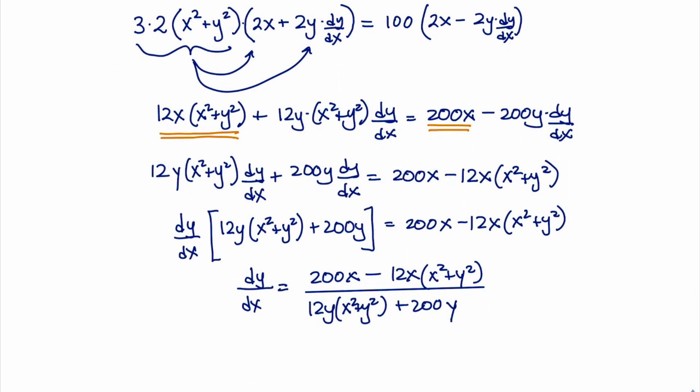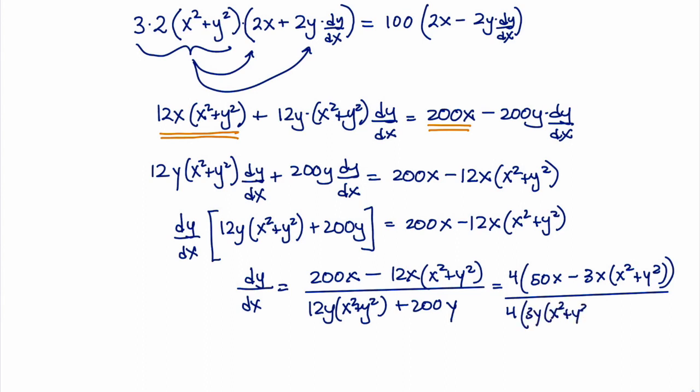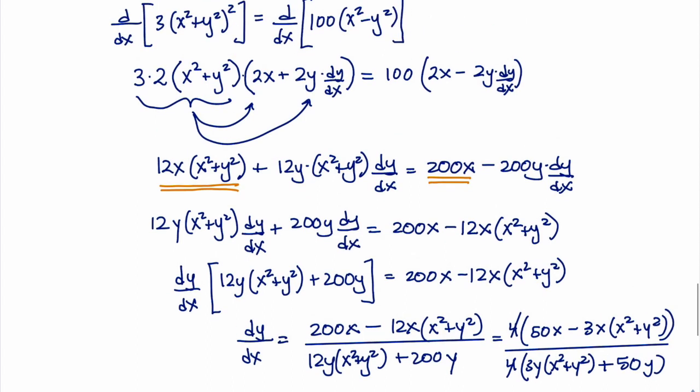I'm going to divide everything by 4 just to get the numbers to be a little bit smaller. So if I factor a 4 out of the numerator, I'll have 4 times 50x minus 3x times x squared plus y squared. And if I factor a 4 out of the denominator, I'll have 4 times 3y times x squared plus y squared plus 50y. And then I can reduce those 4's. So here's a nicer looking formula for dy/dx.